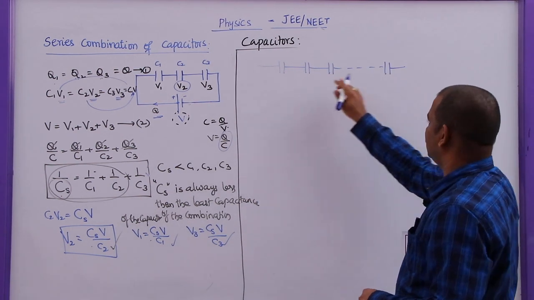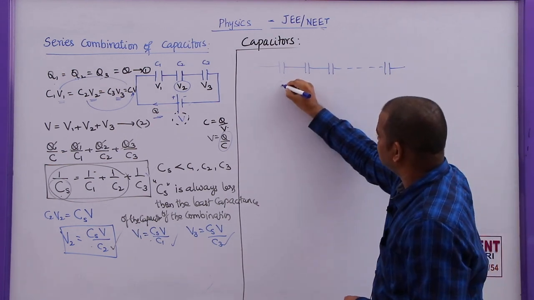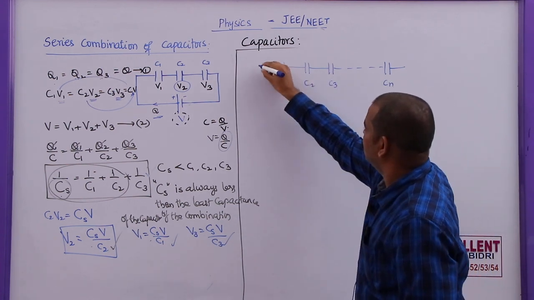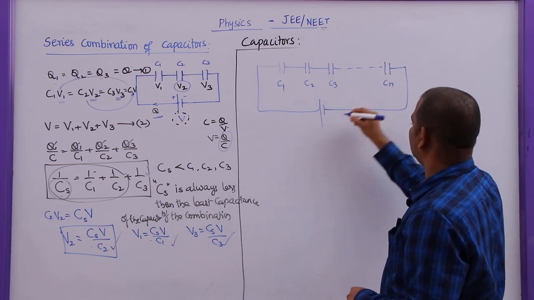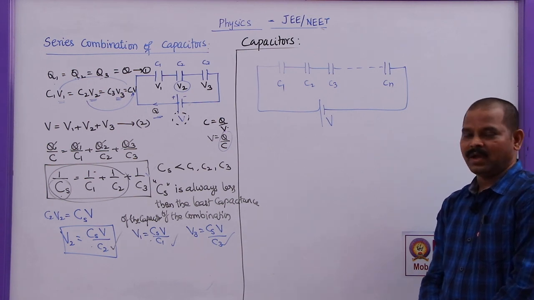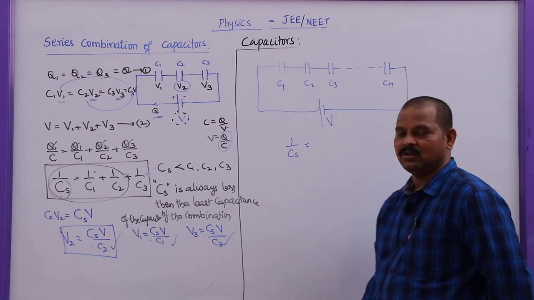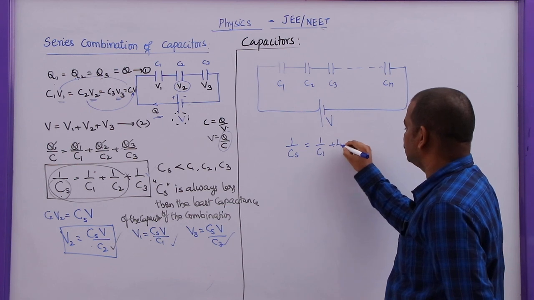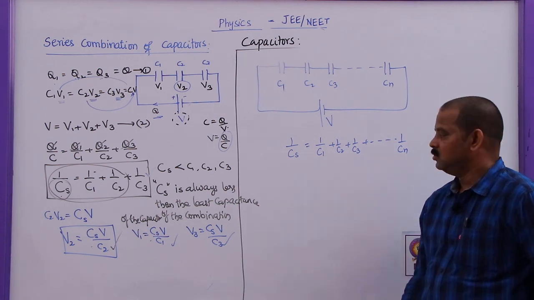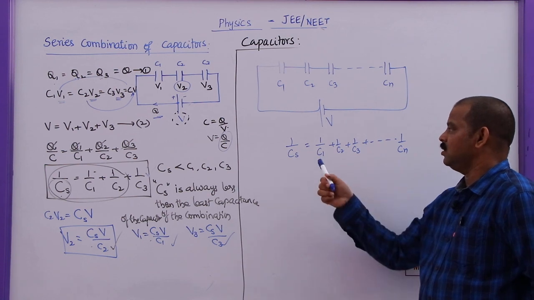Instead of two capacitors, let us say I took a large number of capacitors, with capacitances C1, C2, C3, up to Cn, connected to a cell or battery of potential V. In this combination, what is the effective capacitance? The effective capacitance of this large series combination is given by 1 by C1 plus 1 by C2 plus 1 by C3 and so on up to 1 by Cn. You can find the LCM, add these, and finally you will get the Cs value.